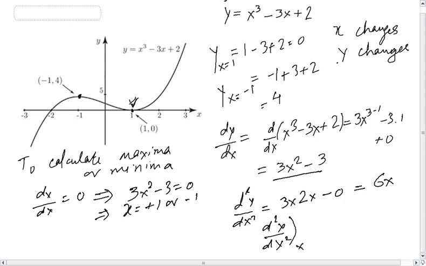Now you want to see the value of d2y by dx2 at the point x is equal to plus 1. At plus 1 this becomes plus 6, that is positive. So at x is equal to 1 this is a minima. If the second derivative is positive, this is minima. We can see in the plot also, but now using differentiation, without plotting the curve, we know that at x is equal to 1 it is a minima.